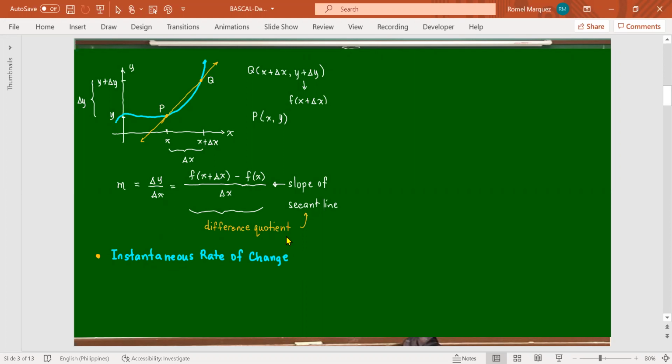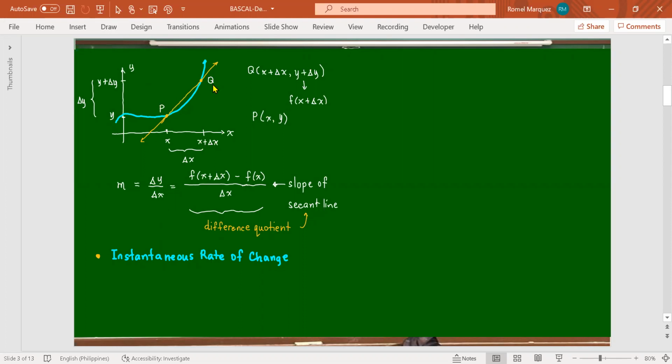Meaning if you have an object moving in a linear motion, let's say, rate at a particular position. A while ago we had average rate of change. So how do we measure instantaneous rate of change? How do we come up with this?